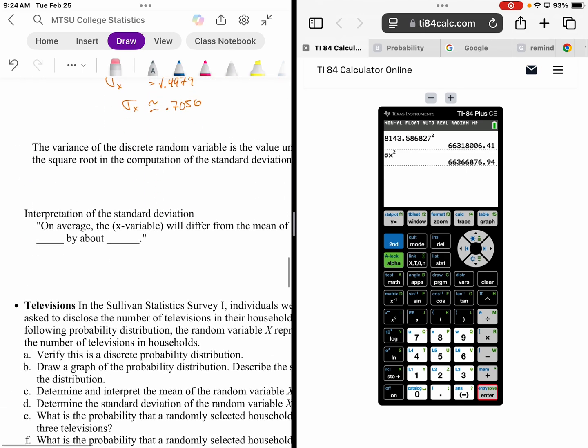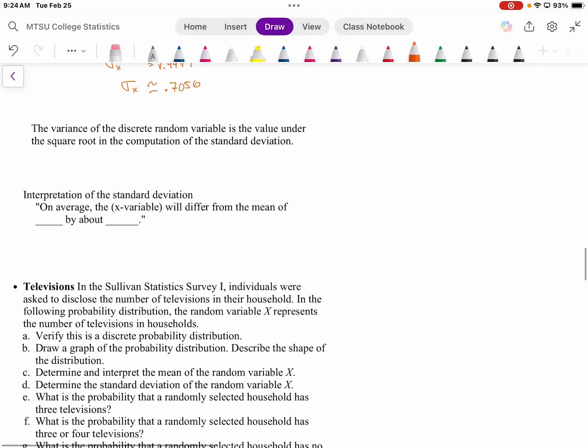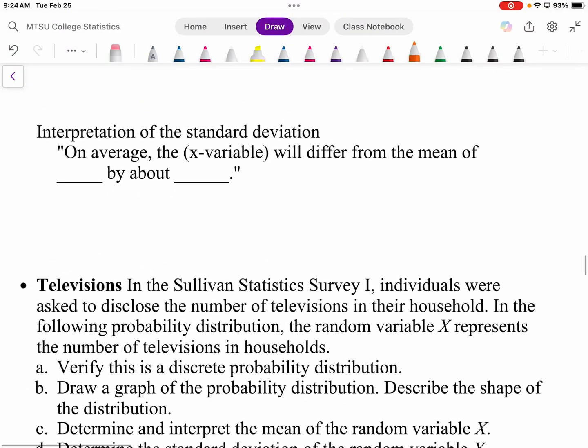All right, so let's get in here. How would we interpret it? You don't have a lot of interpreting problems, but we would say on average, the number of heads shown will differ from the mean, and we always specify what the mean is, and then we put the standard deviation. So we always put whatever μx is, by about whatever the standard deviation value is. We always refer back to the mean as we talk about the interpretation of the standard deviation.